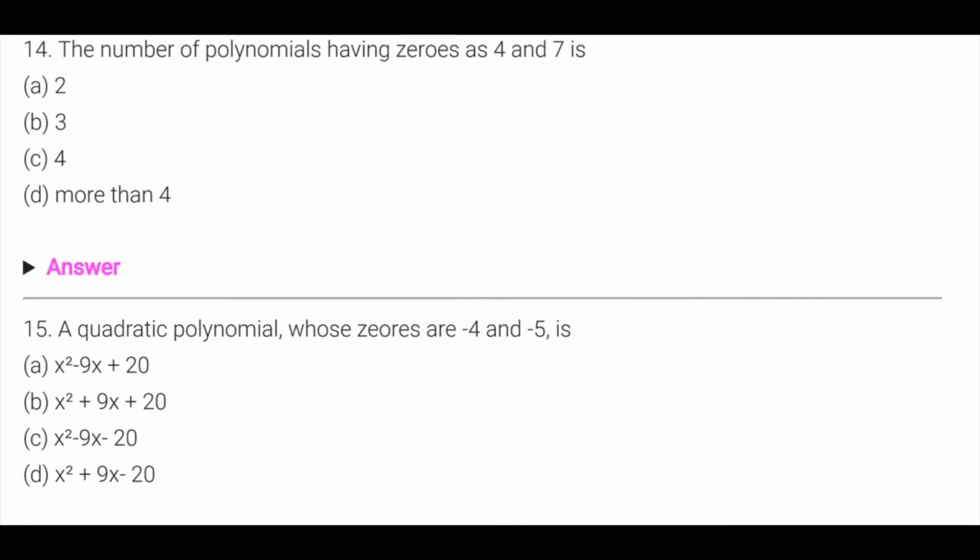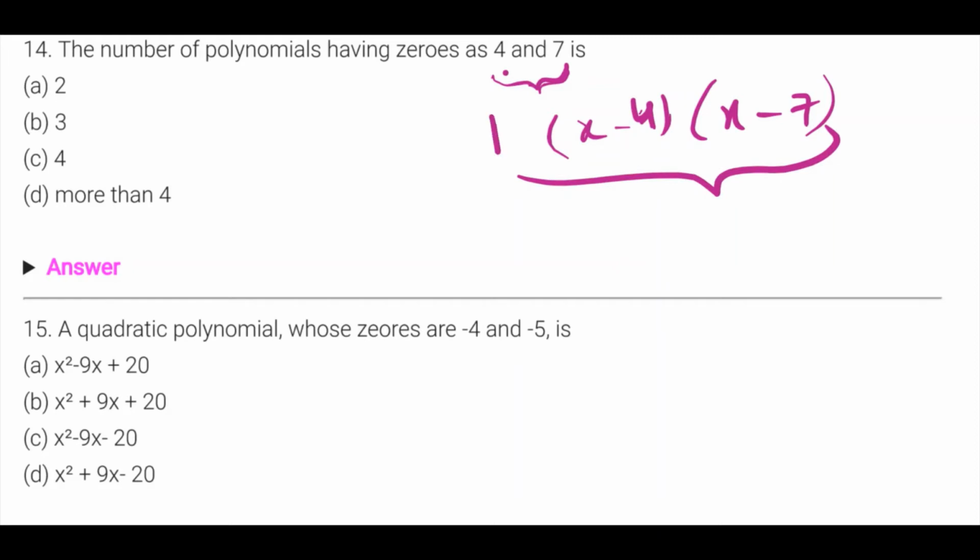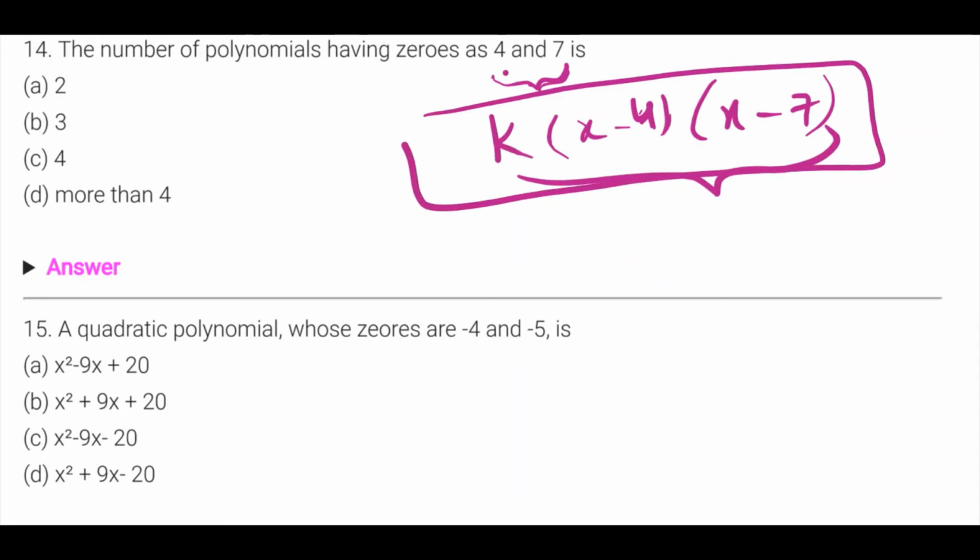Fourteenth question. The number of polynomials having zeros as 4 and 7. We did this question already. It is x minus 4 into x minus 7. For this we can multiply any constant k, and the zeros won't change. So we'll be getting many polynomials of this type. So the answer is more than 4.